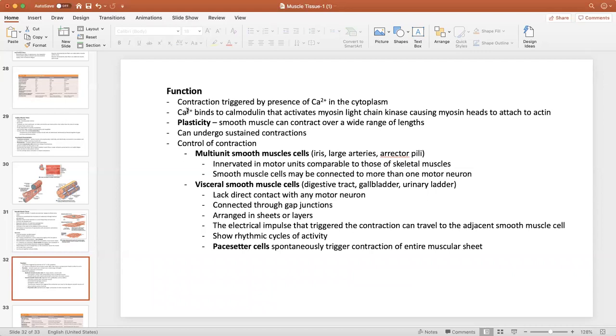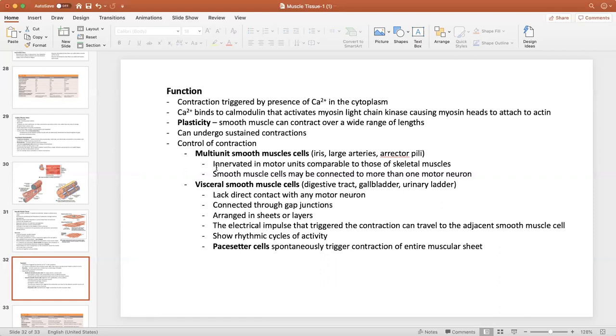So the cytoplasmic calcium causes contraction. It binds to calmodulin, and when that's bound to calmodulin, it activates myosin light chain kinase. That enzyme causes myosin heads to attach to the actin. So calcium binds to calmodulin, calmodulin stimulates myosin light chain kinase, and the kinase then causes myosin heads to attach to the actin.